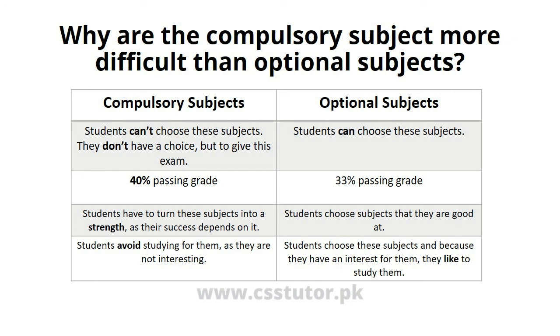Lastly, students avoid studying for the CSS compulsory subjects as they are not interesting. On the other hand, students choose their optional subjects because they have an interest in them. They like to study them, and ultimately, thus they pass them.